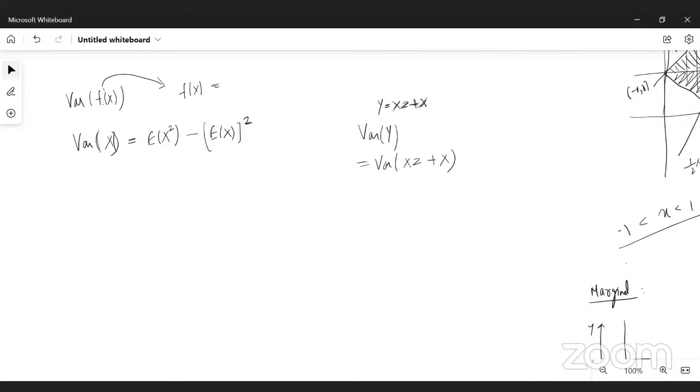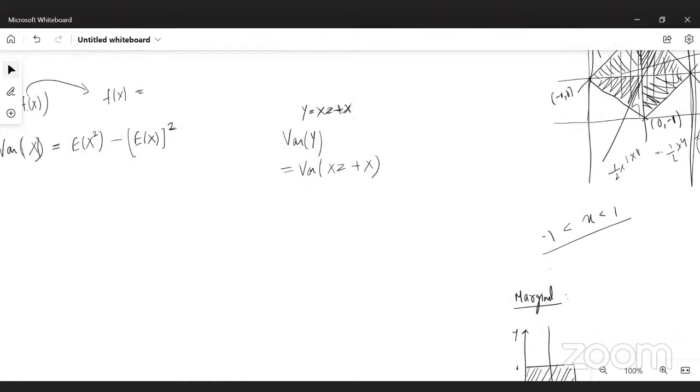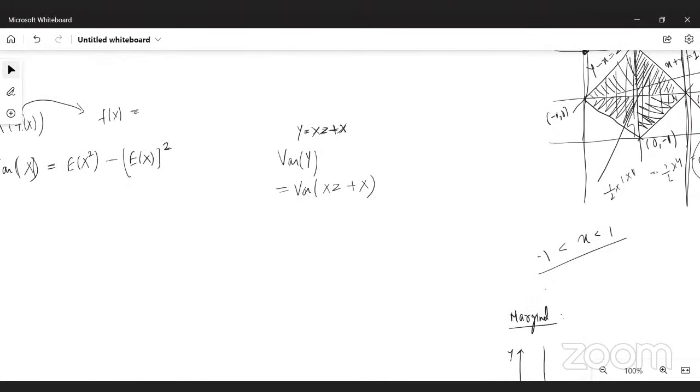As a layman, I will say that I will find out the variance of XZ plus variance of X. But I don't know whether that expression is correct or not. No, okay. So why will you find variance of XZ and variance of X? Like what will you get after this?